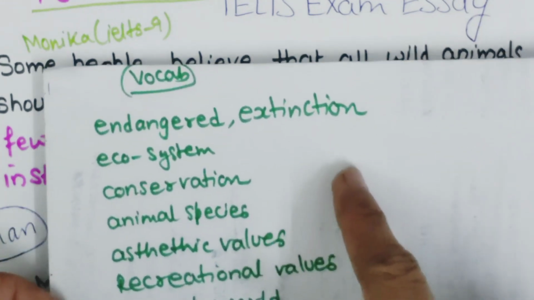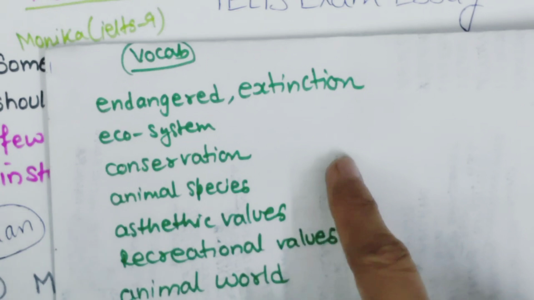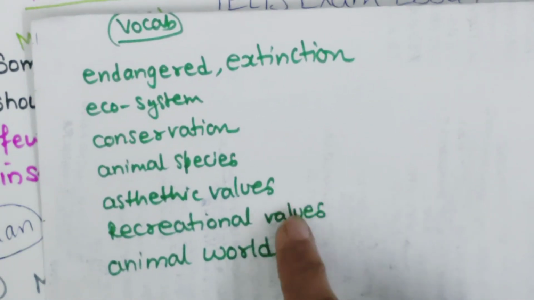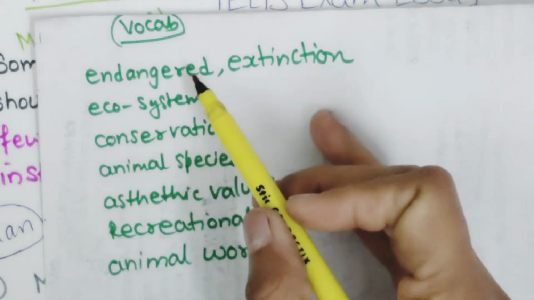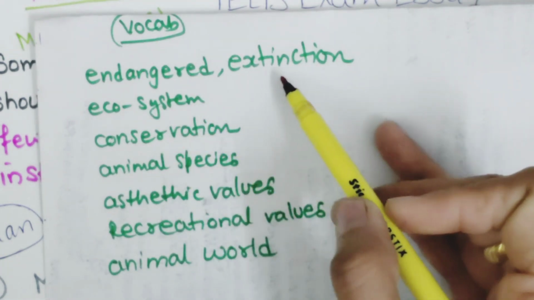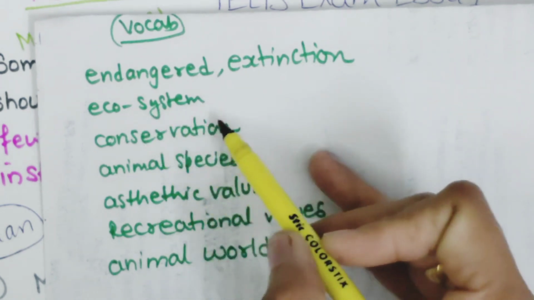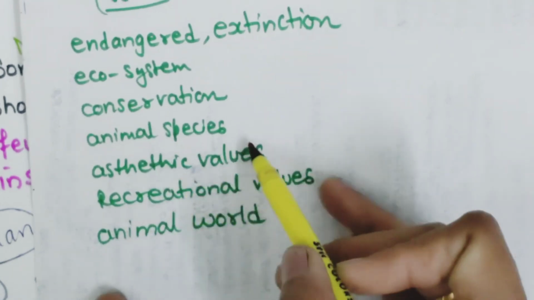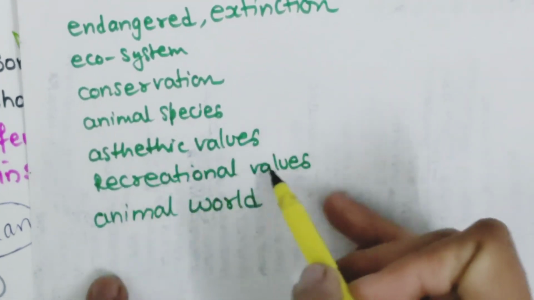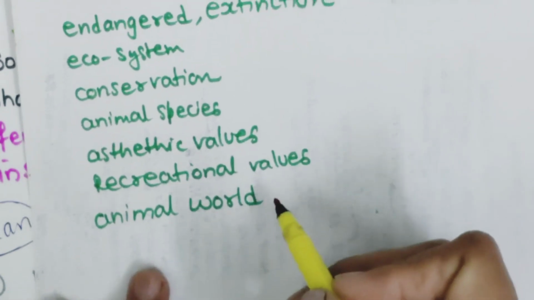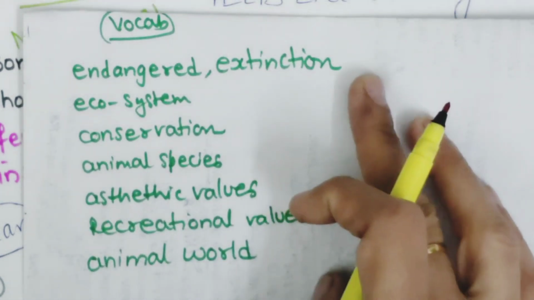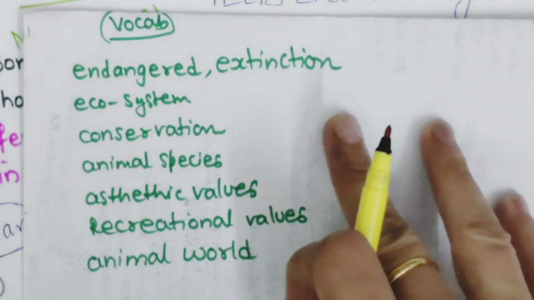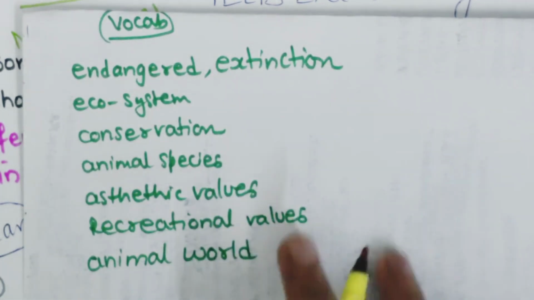We should first know the meaning of these words, then you just use them in your essay. Endangered animal, extinction or extinct animal, ecosystem, biosystem, conservation of animals, animal species, animal world, aesthetic values, recreational values. So these words, without any thinking, even in IELTS speaking, whenever the topic is related to wildlife or animals, you can use these words.